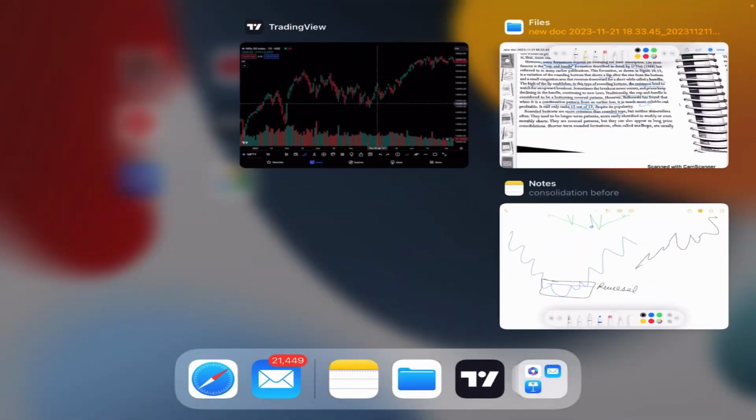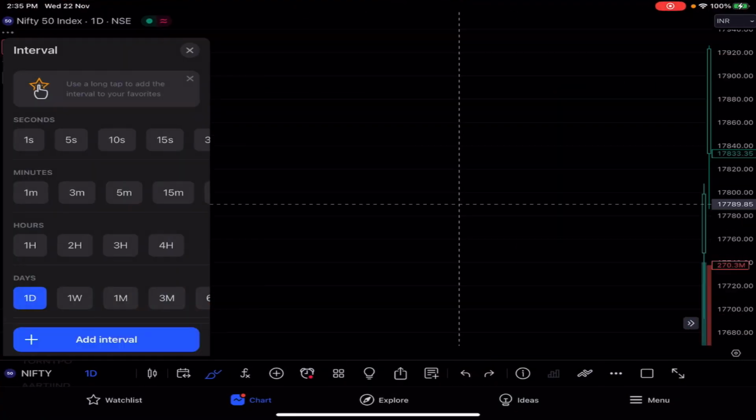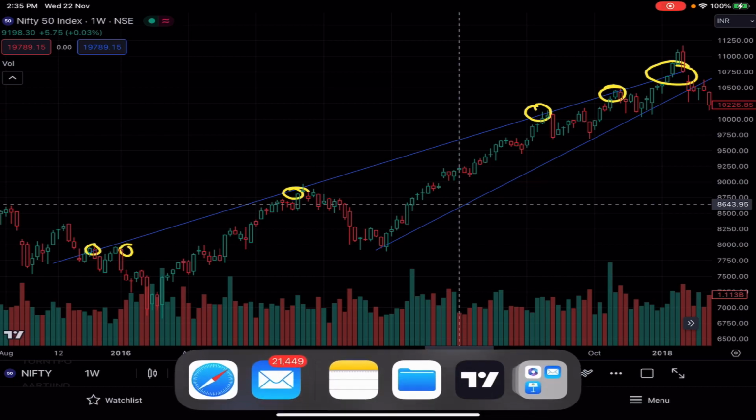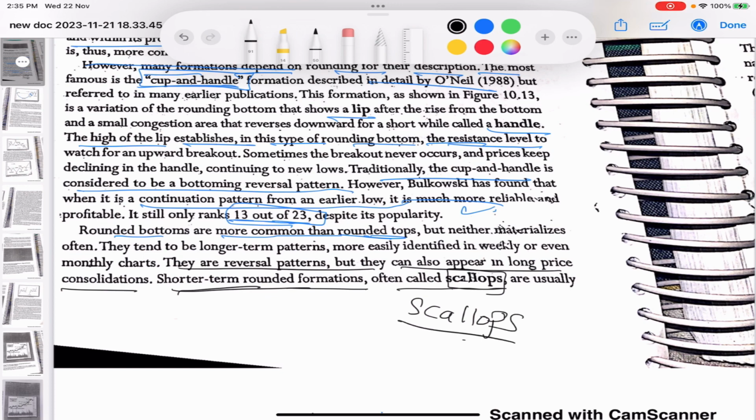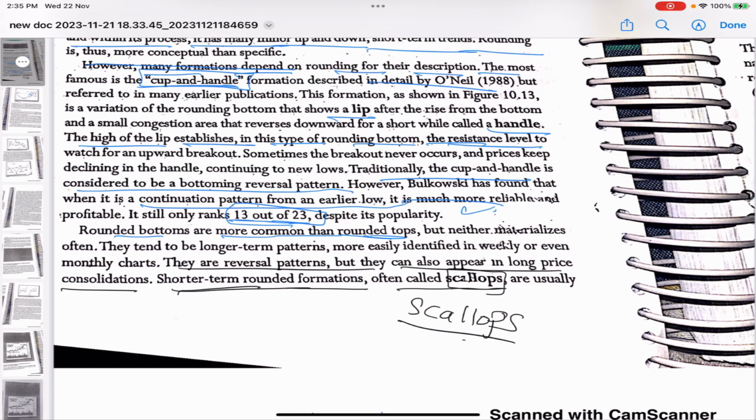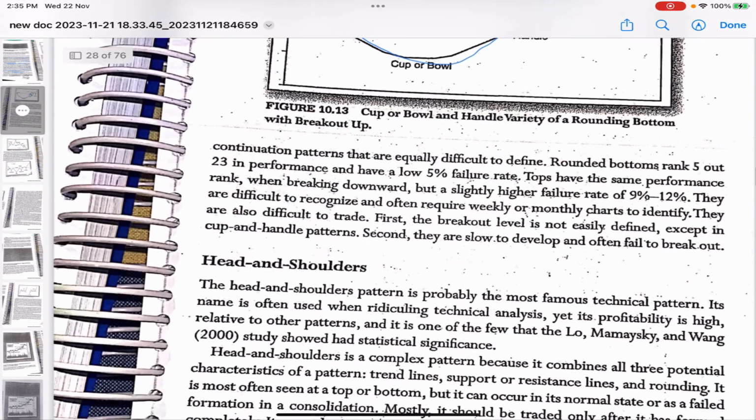Even now, whatever we've been seeing was the daily chart, but if you look at the weekly and monthly charts, it's usually formed on them only. They are reversal patterns but can also appear in long consolidations. Shorter term rounded formations are often called scallops. So whenever you're talking about short term formations, they are known as scallops.